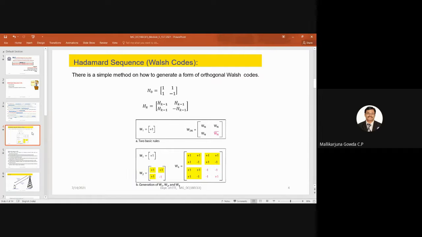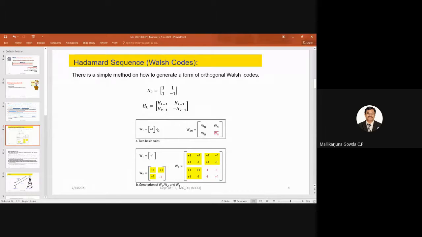Now, how we express this Hadamard sequence or Walsh code mathematically is this. This is a simple method of generating a form of orthogonal Walsh codes. So this is one matrix H0: 1, 1, 1, minus 1. Then we define H_k, the channel gain matrix: H_(k-1), H_(k-1), H_(k-1), minus H_(k-1). Then how do we find W1, W2 and so on up to W2n? This is generalized.